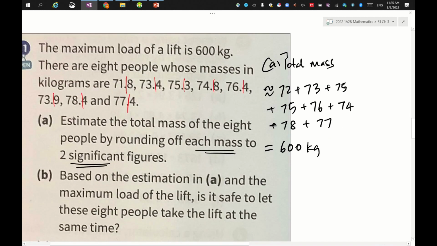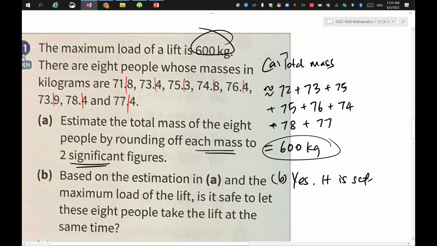So based on the estimation, just by using this value and using information in the question, 600 kilograms is the maximum. Is it safe to let these 8 people enter? Is it safe, based on this information? Yes, it is safe. So B. Because the maximum is 600 and my estimate is 600.